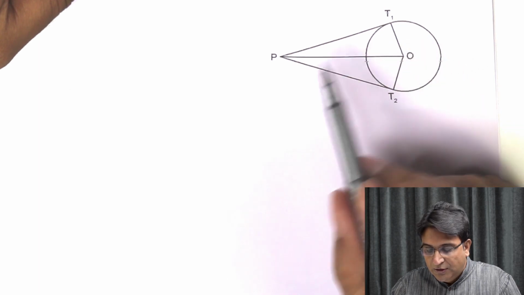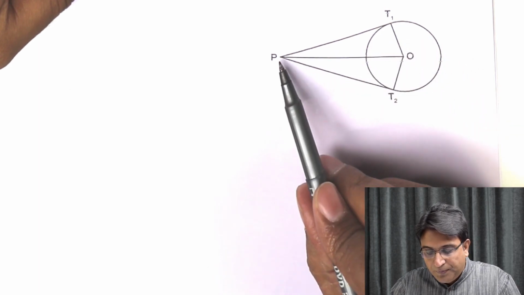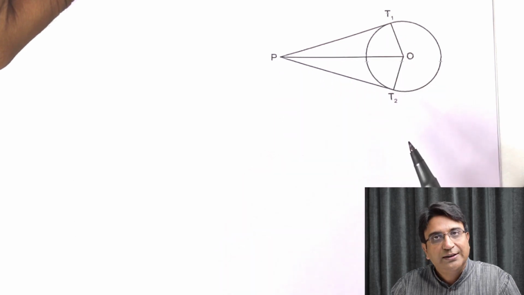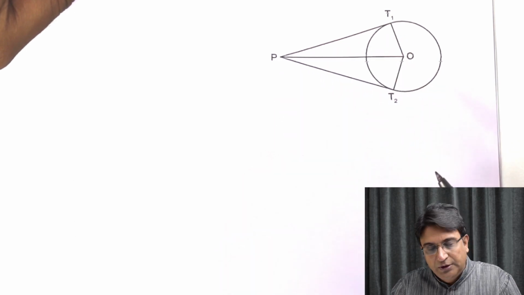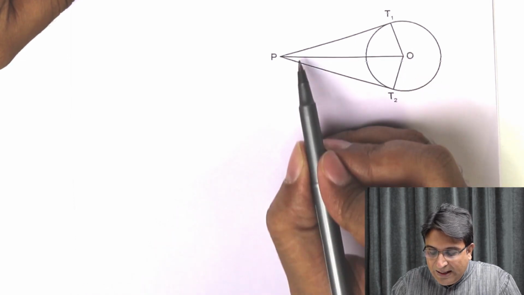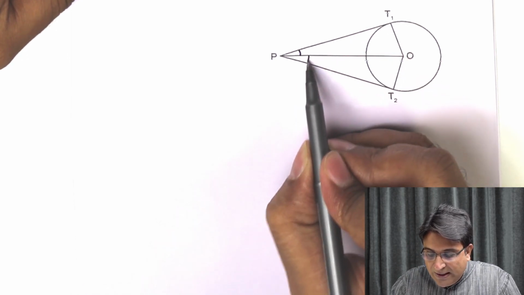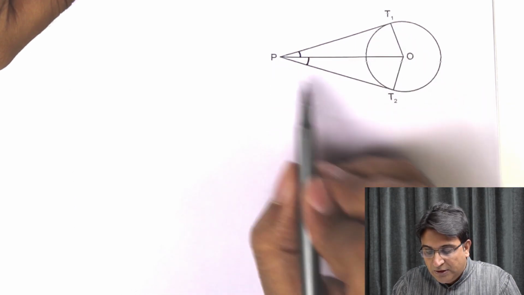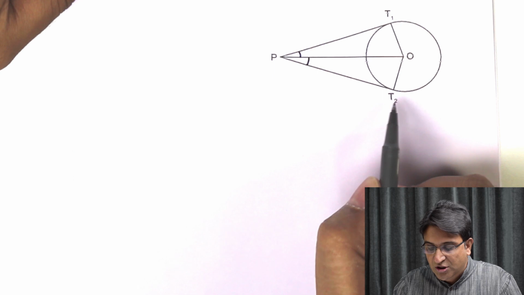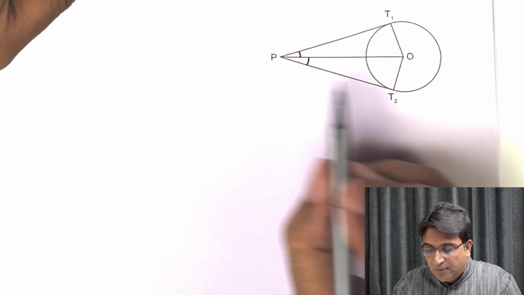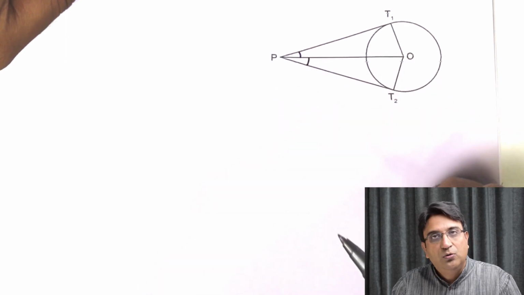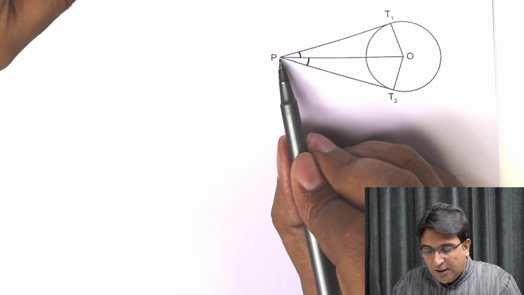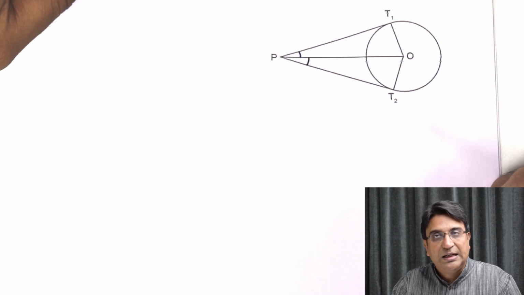Let me repeat. The theorem says that if you draw tangents from an external point, you can draw two tangents and both these tangents will be equal in length. Further, it also says that the angles which the tangents make with the line joining the center and the external point are equal. In other words, the tangents are equally inclined to the line joining the external point and the center.